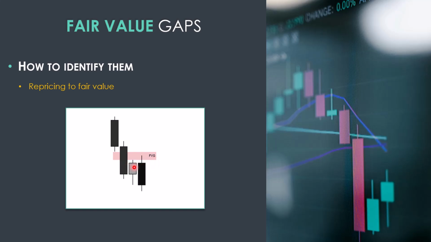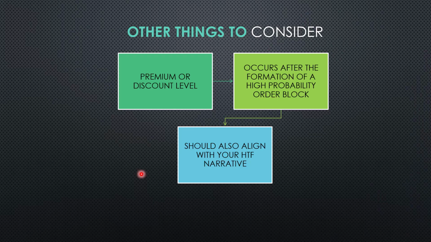So as you can see here, the lower wick of candle 1 didn't overlap with the upper wick of candle 3. So we realize that price came back later and then tapped into this gap created to offer fair value before descending lower. Now there are other things you have to also consider in choosing high probability fair value gaps.